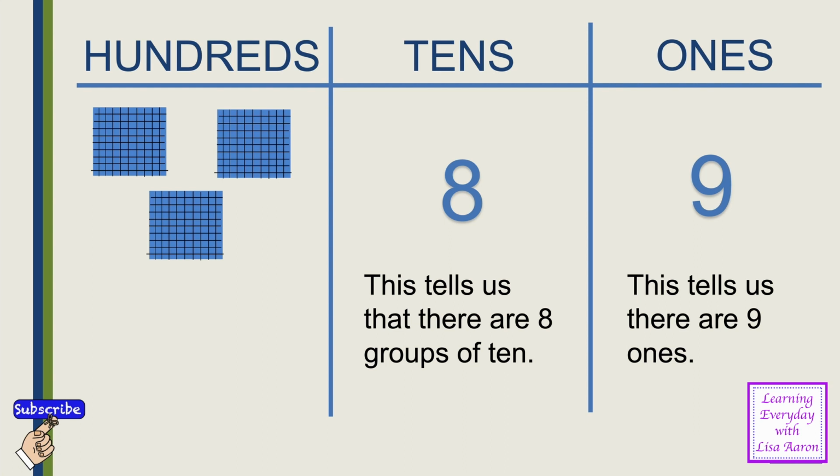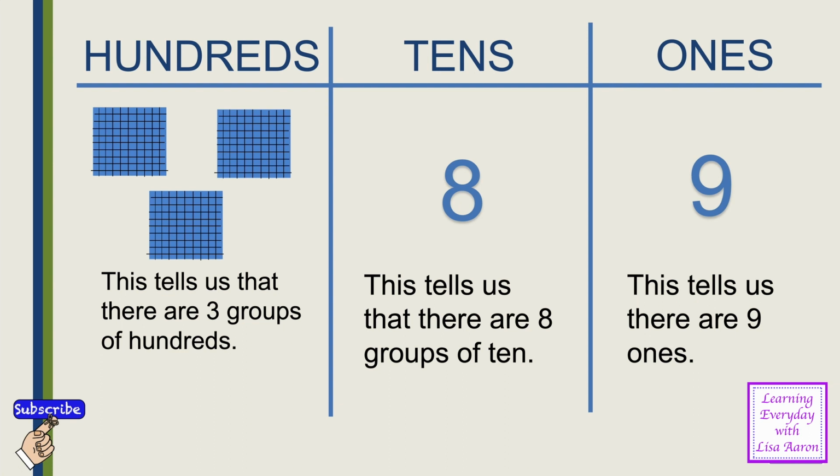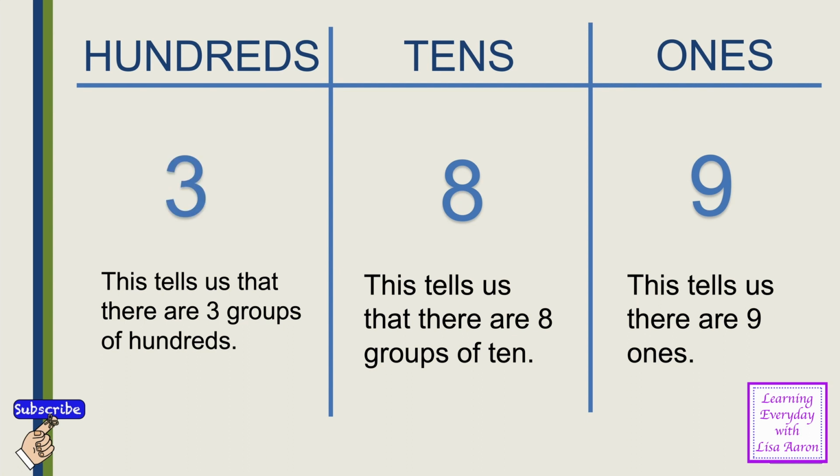How many hundreds do you see? This tells us that there are 3 groups of hundreds. The number is 389.